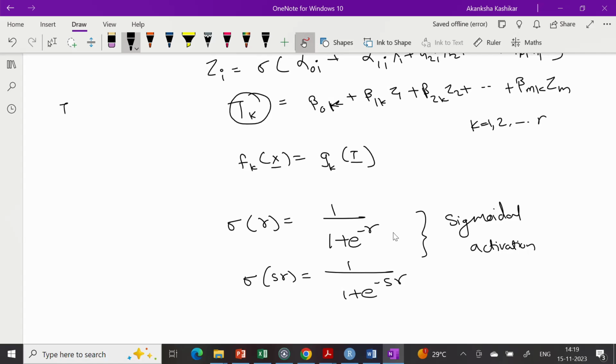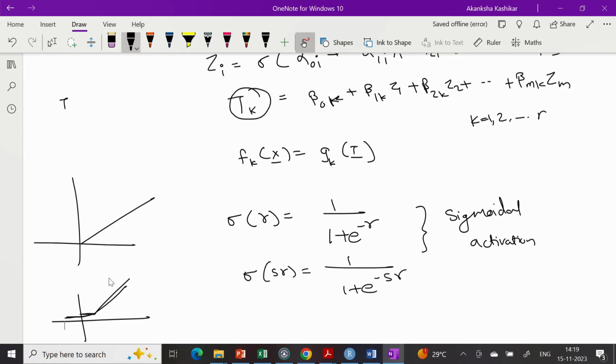There are other activation functions like linear. So you have something like this, or there is something called ReLU. So you have something like this: flat up to a certain point, and then the rectified linear, and so on.